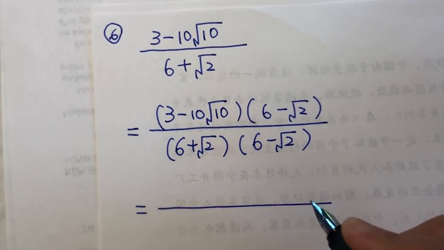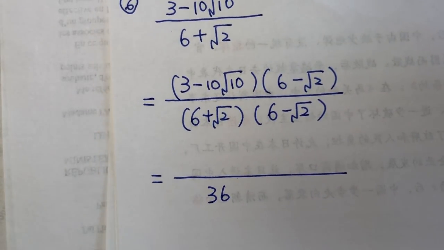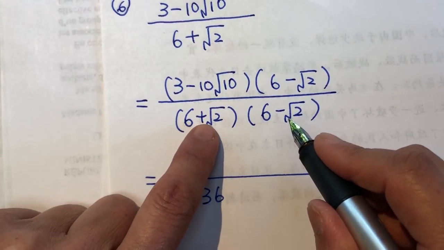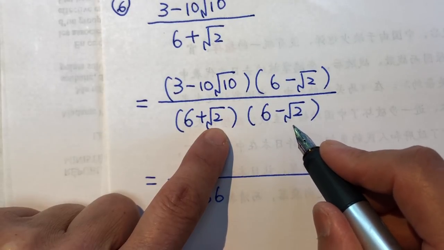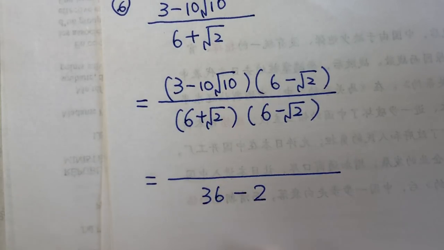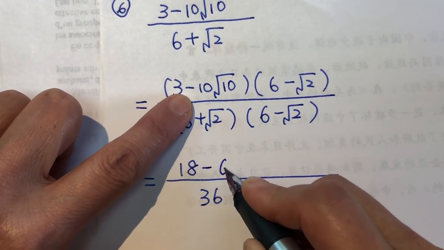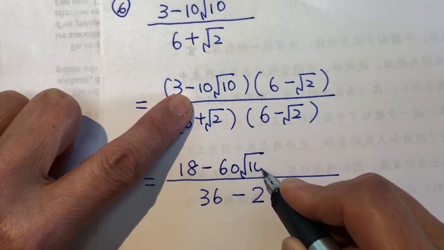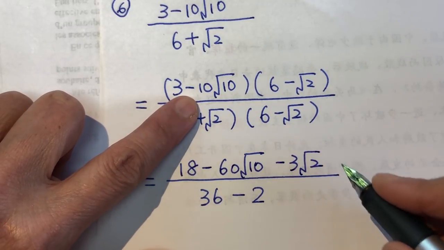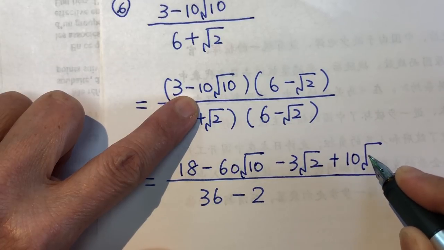Okay, so 6 times 6 is 36. And minus square root of 2 squared. So minus 2. Right? Okay. 3 times 6 is 18, minus 60 square root of 10, minus 3 square root of 2, plus 10 square root of 20.